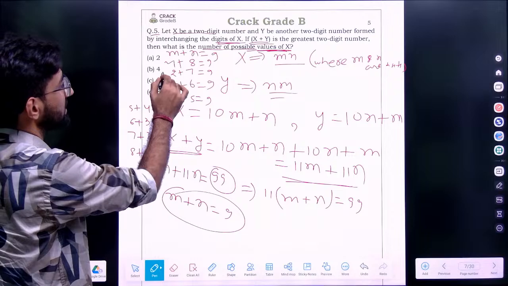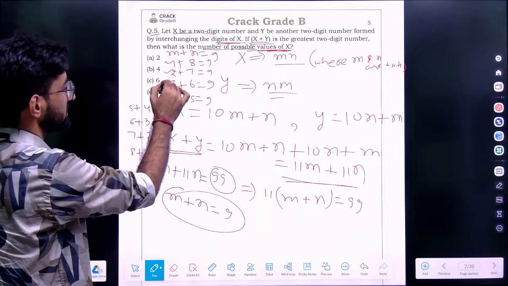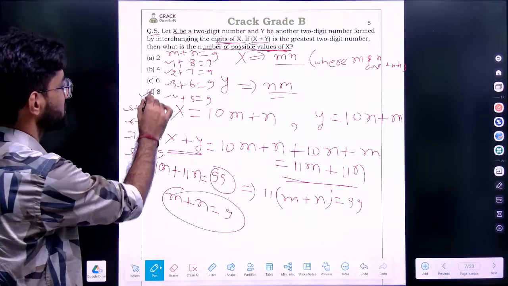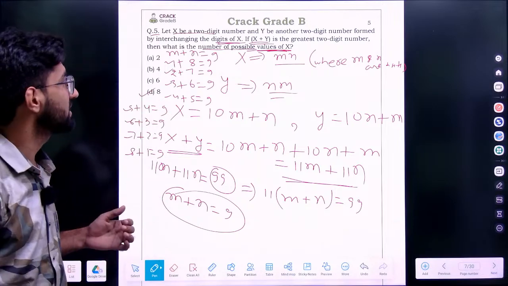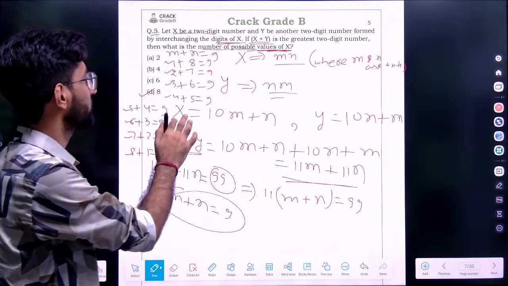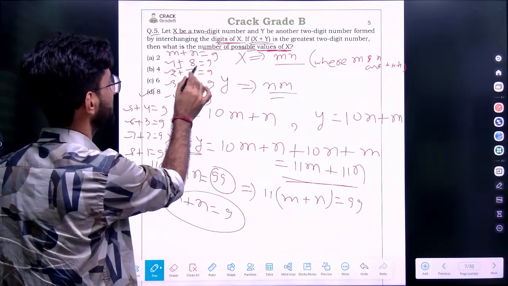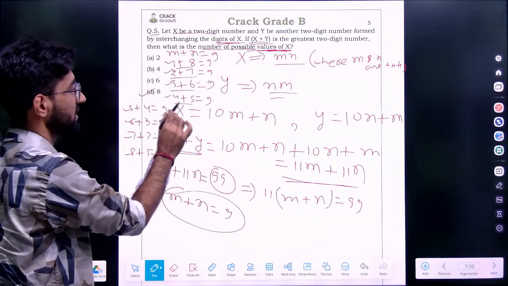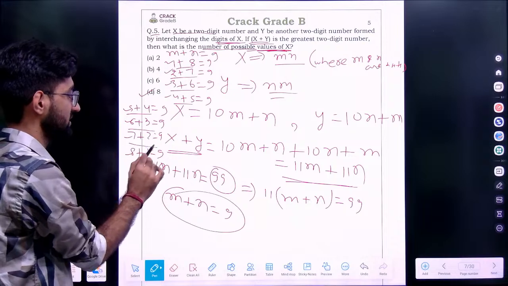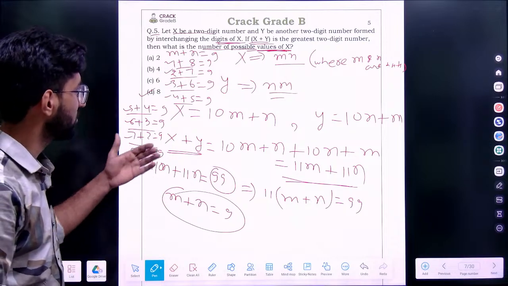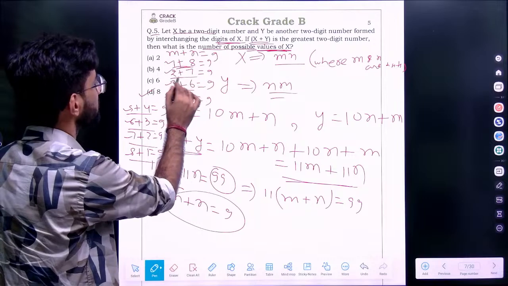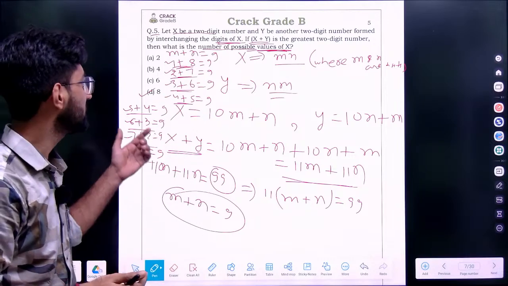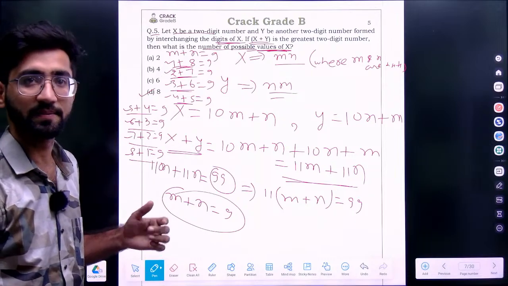So what is the number of possible values of x? This is 8. So the correct option of this question is option D, that is 8. So the number of possible values of x is 8. It means x can be 18, 27, 36, 45, 54, 63, 72, 81. x can be equal to one of these 8 numbers. So the number of possible values of x is 8, that is option D.